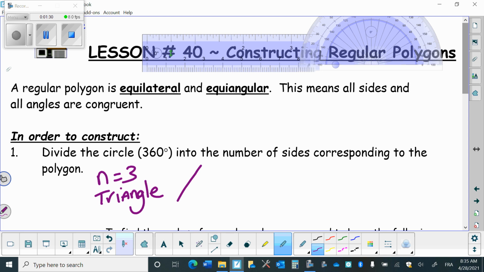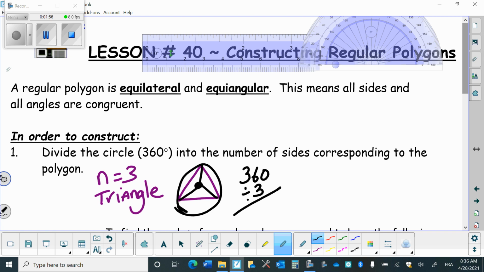I do want to sketch this perfectly inside of a circle. So what they're telling me to do is divide the circle into the number of sides corresponding to the polygon. That's easy. This circle, which is a terrible circle here, is going to be divided perfectly into 3 sections. So really I'm doing 360, my circle, divided by n, which is 3. I get 120 degrees. So this is 120, this is 120, and this is 120.